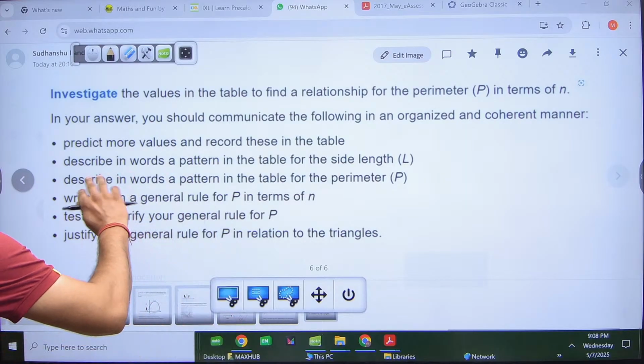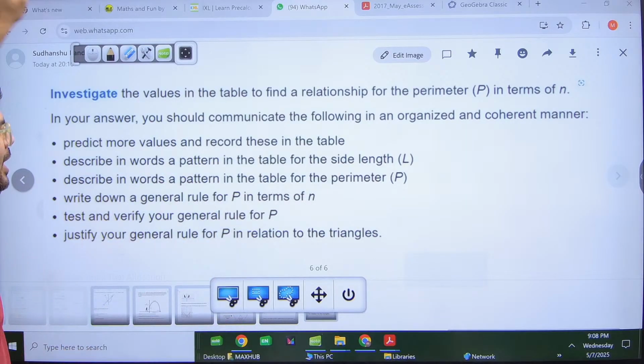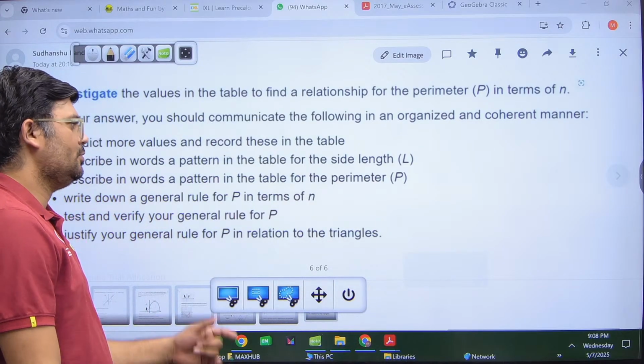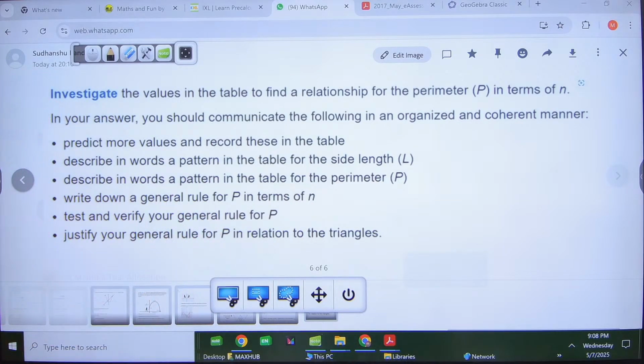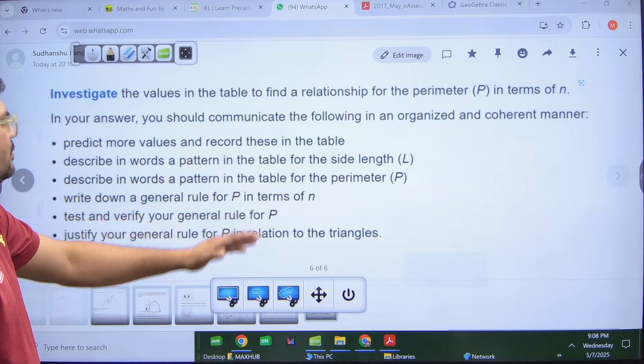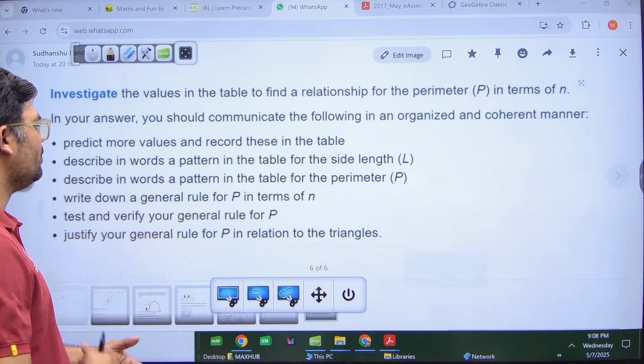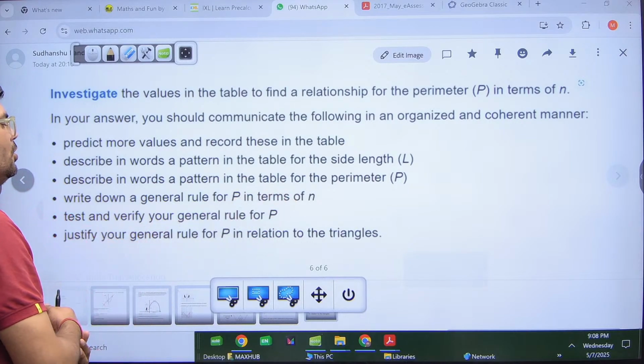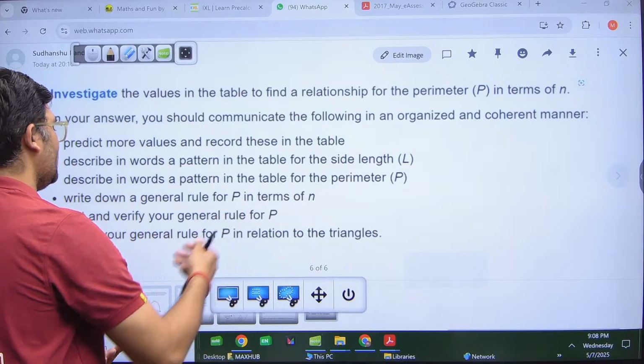So you can say the perimeter of the triangle is 3 times 2 to the power of the length. Describe in words the pattern in the table of perimeter. Write down a general rule for P in terms of n. This is just what we wrote: P is equal to 3 into 2 to the power n minus 1.